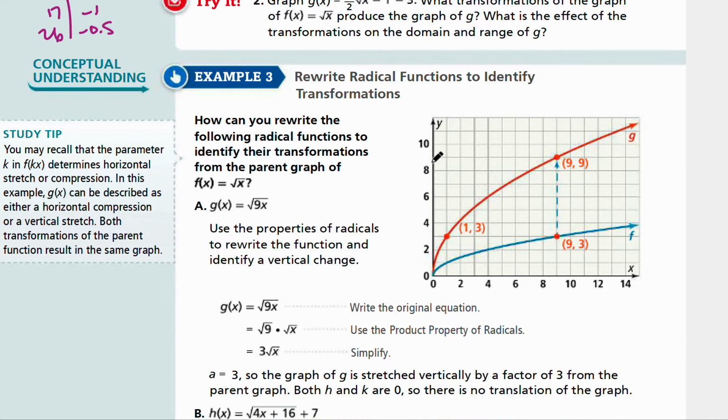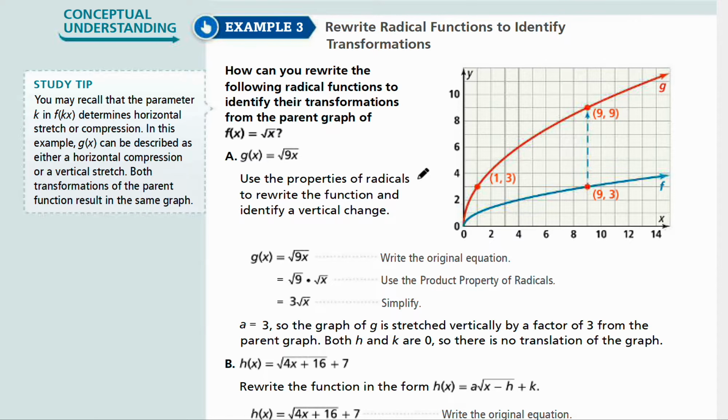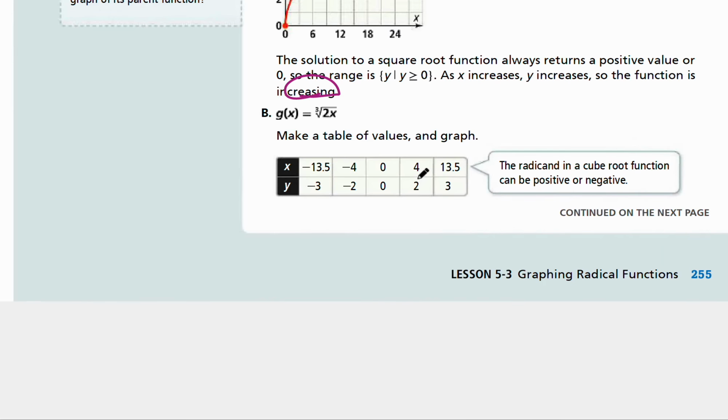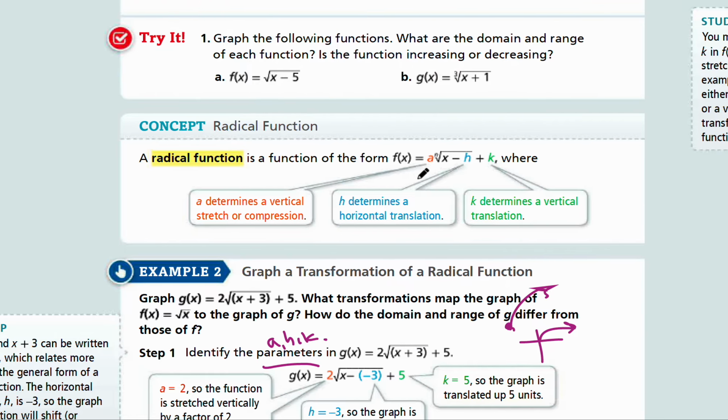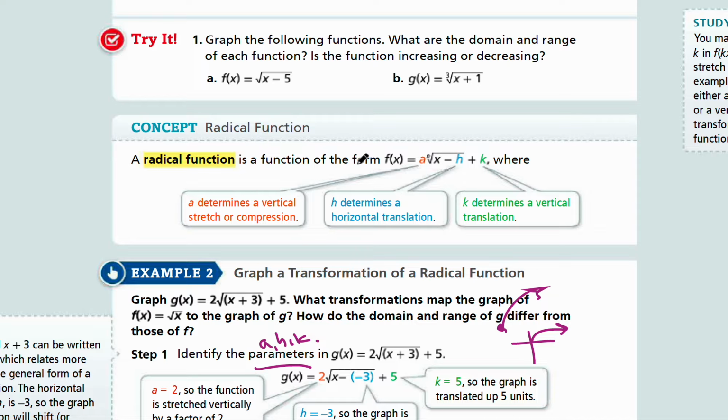We have looked at the form in the concept video last time. The radical function has this form where A is a vertical stretch or compression, H will determine horizontal translation, and K is a vertical translation. So H and K will move our point to where the graph is starting, especially for the square root function.